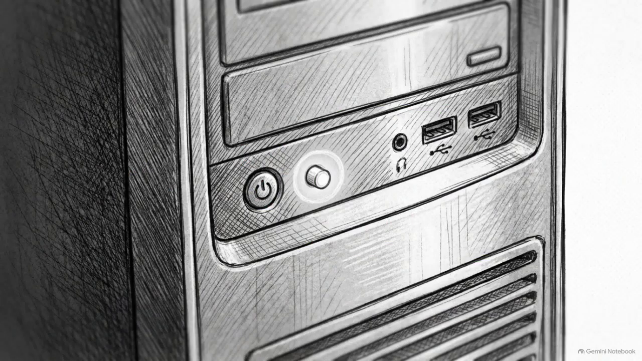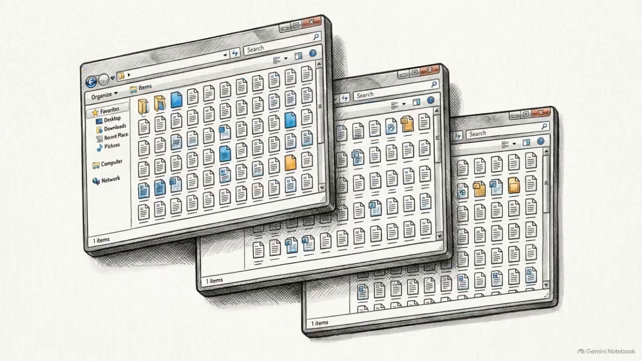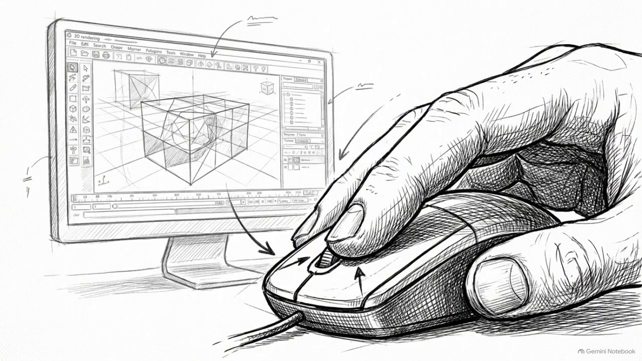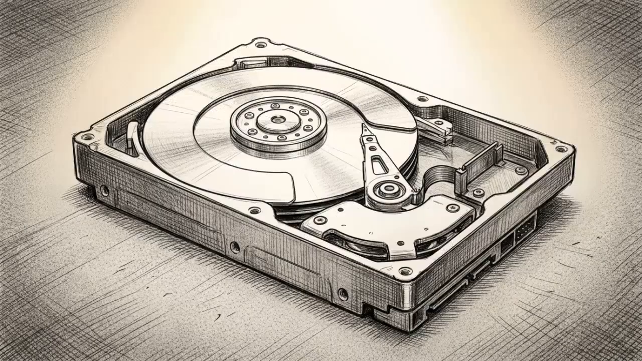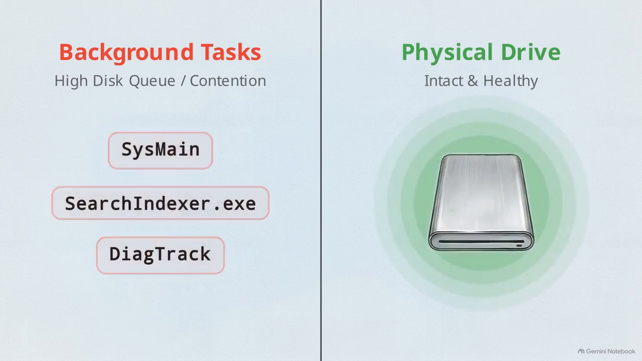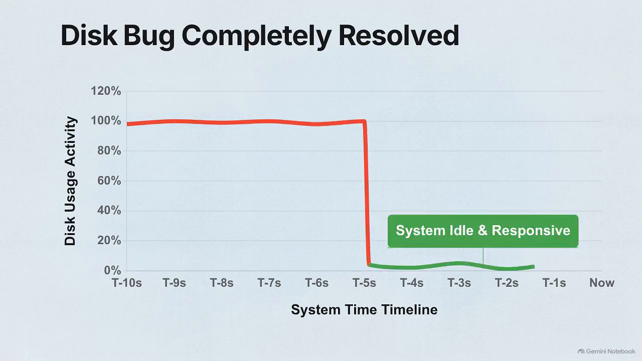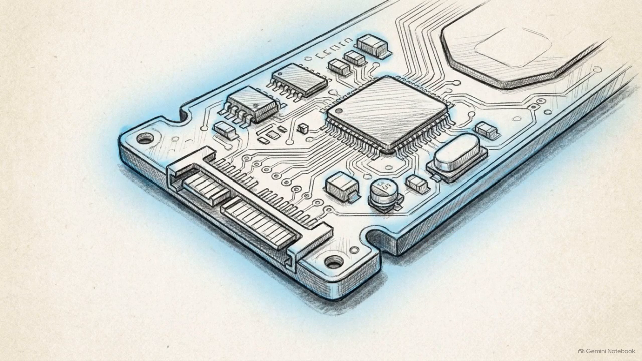Open Task Manager one last time. The disk usage graph should now show a steady, clean baseline between 0 and 5%. Test the system by opening a large application or navigating through complex folders. You should notice near-instant responsiveness. This restored performance confirms the hardware remains functional. The original freezes were the result of unoptimized background tasks, not a mechanical defect. By taking control of these system processes, you've resolved the 100% disk usage bug and extended the operational life of your drive.